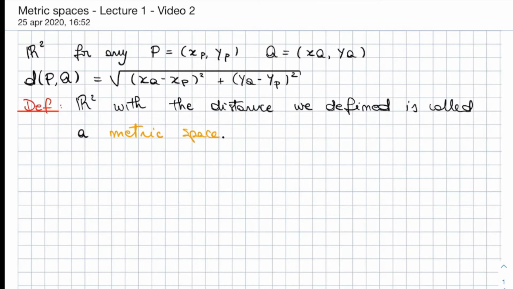Now, something which might be natural to do once you have a way to measure the distance between two points is ask yourself, which points do I have near me? By which we mean which points have a distance from me which is smaller than a fixed number. So let's say we fix a distance of 1 around us.